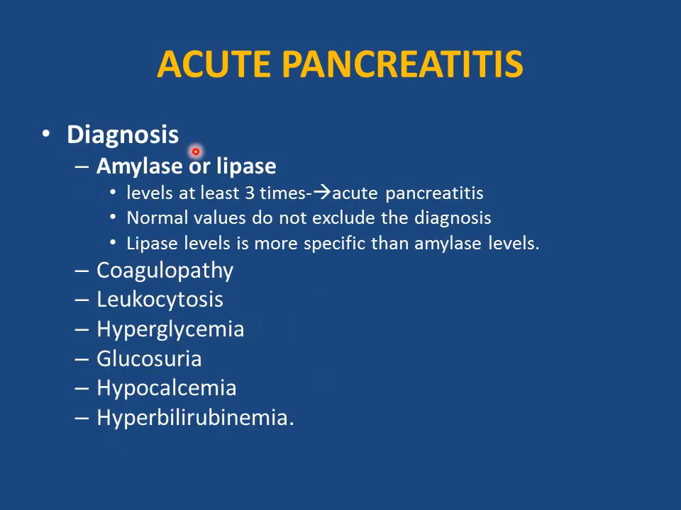Diagnosis of acute pancreatitis: amylase and lipase are elevated, at least 3 times more than normal in acute pancreatitis. Remember that a normal value of amylase or lipase does not rule out or exclude the diagnosis of pancreatitis. Lipase, however, is more specific than amylase. Other findings: coagulopathy, leukocytosis, hyperglycemia, glucosuria, hypocalcemia, hyperbilirubinemia.